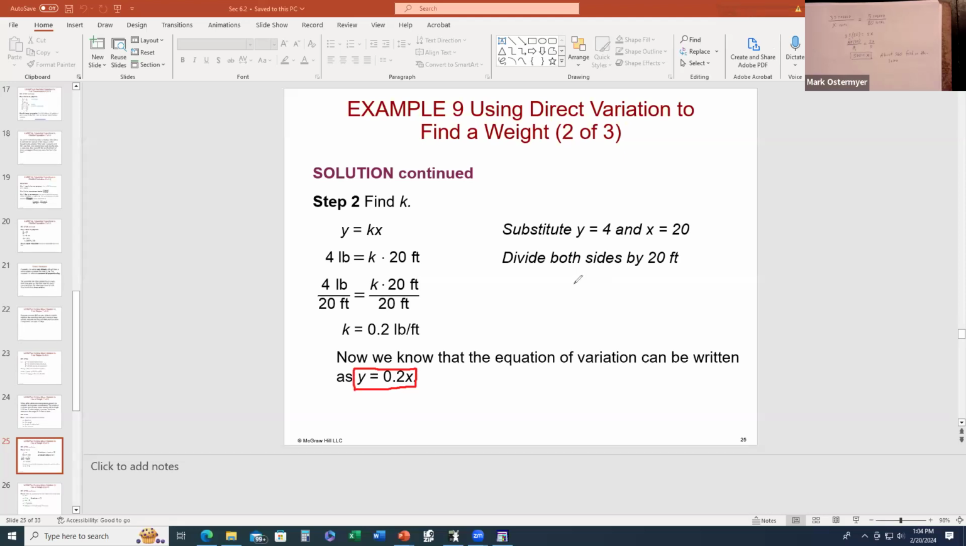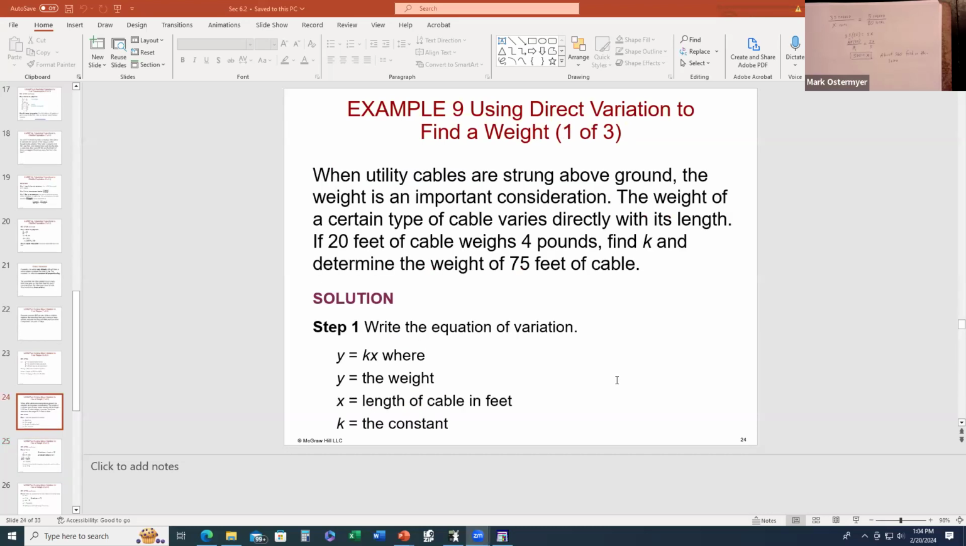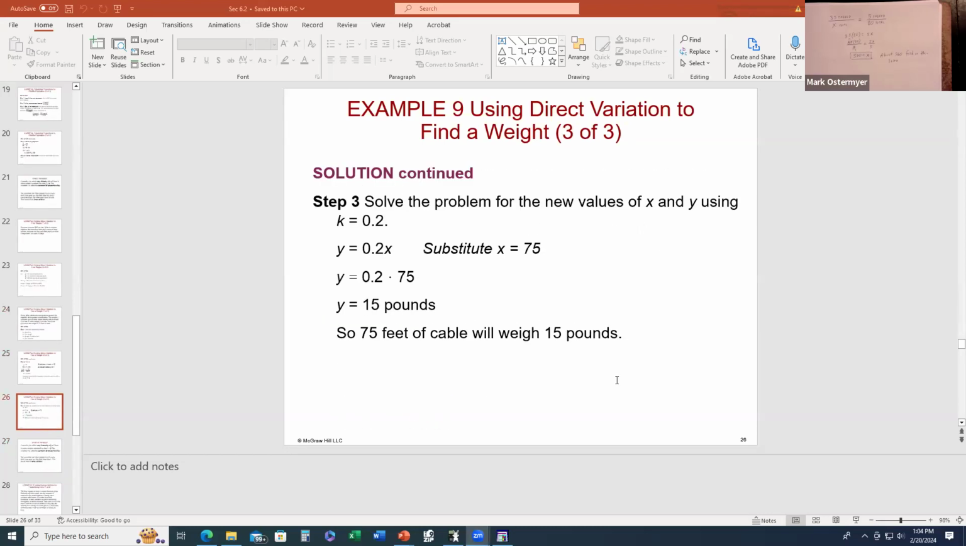Now they want to know in this problem what the weight would be for a 75-foot piece of cable. So to answer that question, we just replace X with 75. So Y is equal to 0.2 times 75, or Y is equal to 15 pounds. So a 75-foot cable weighs 15 pounds. Any questions on how we did that problem?